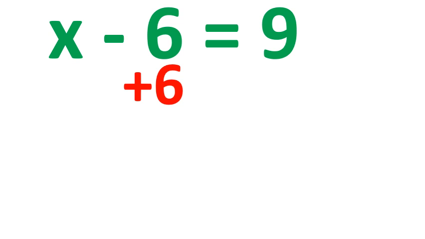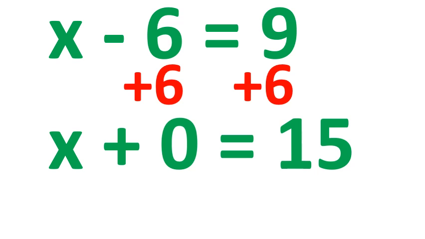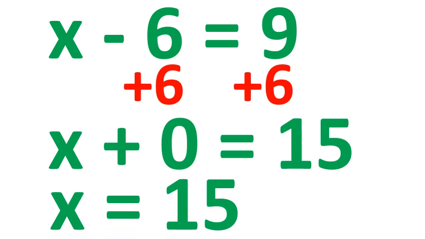Can I do that though? I can, as long as I do that to both sides of the equation. So now I'm going to add 6 to both sides of the equation, and I'm going to rewrite the equation. And now x minus 6 becomes x plus 0, or you could say x minus 0. It's basically just x over there now, isn't it? Because I got rid of that 6. And then I added 6 to the 9. And so 9 plus 6 becomes 15. So now x plus 0 equals 15. In other words, x equals 15. So now I have solved for x.